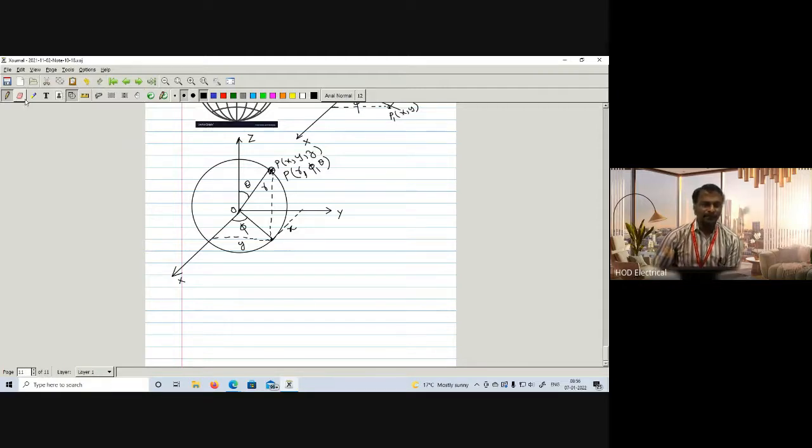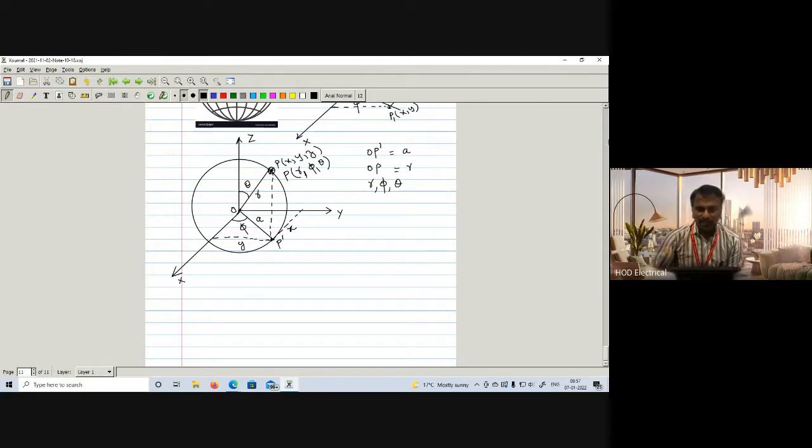But in our case, this r is not the same as this distance. So I am taking this distance as a. Take this point P dash, so OP dash can be the distance a, and the distance OP can be the distance R. So we want to know what is R, what is phi, and what is theta.